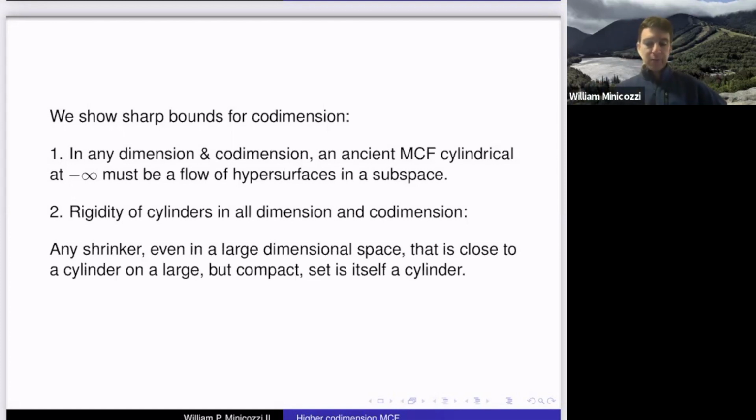Okay, and a second result that I'll touch on but won't be able to say too much about is I'll prove a rigidity theorem for cylinders in any dimension and codimension, which shows that if you have one of these cylindrical singularities, and it's close, cylindrical now meaning just on a fixed large compact set, then in fact it's identically equal to a cylinder.